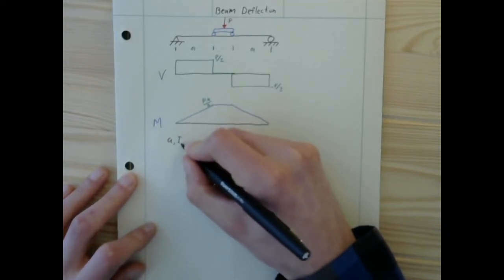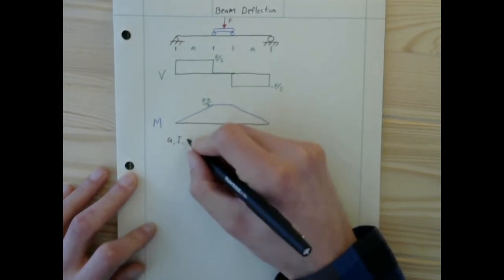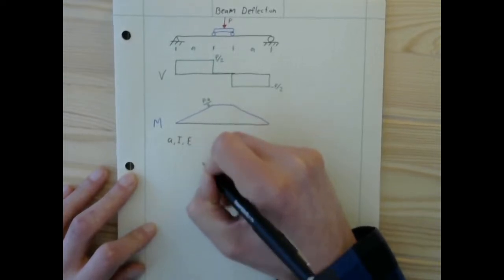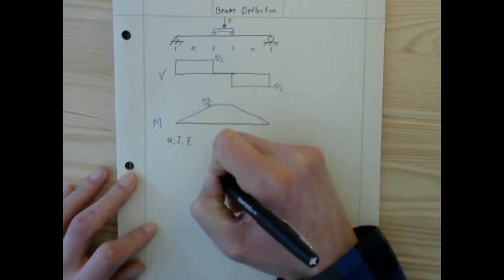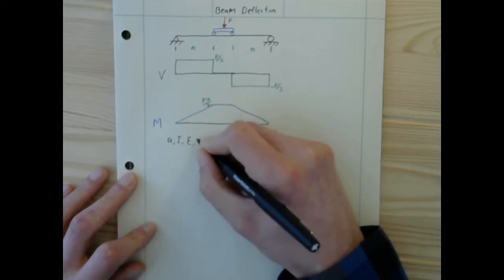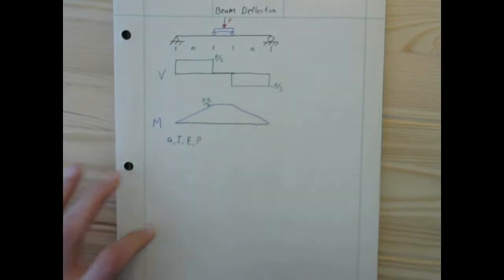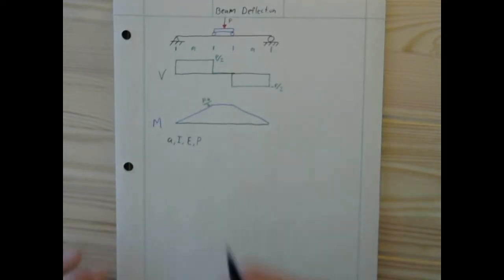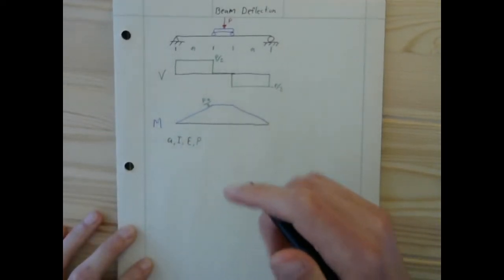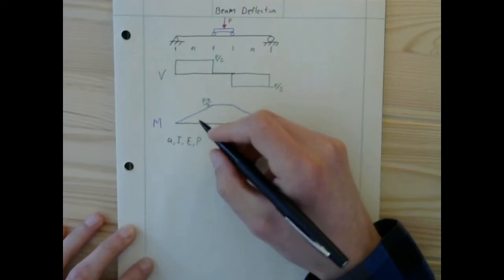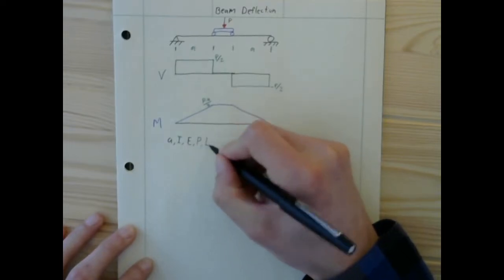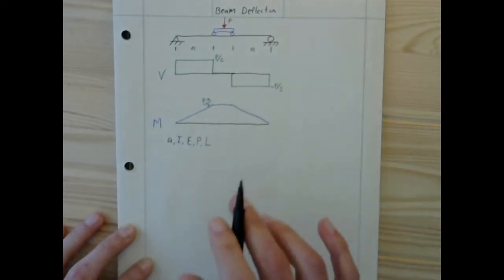I, you can leave that as a variable. The Young's modulus, please leave that as a variable. And P, the load, leave that as a variable. Oh, and the total length, of course. Please leave that as a variable.